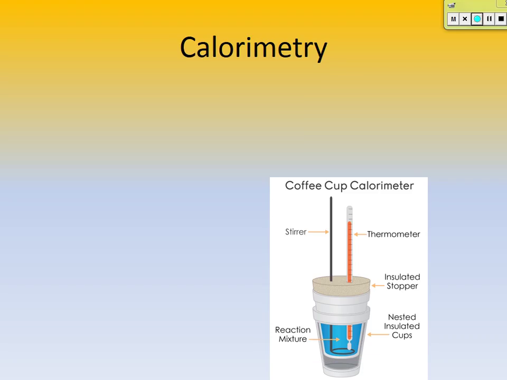All right, today we're going to learn about the second way of finding delta H. If you remember from last class period, we talked about the first way, which was using stoichiometry to calculate delta H. Okay, but we can calculate delta H the second way using calorimetry.